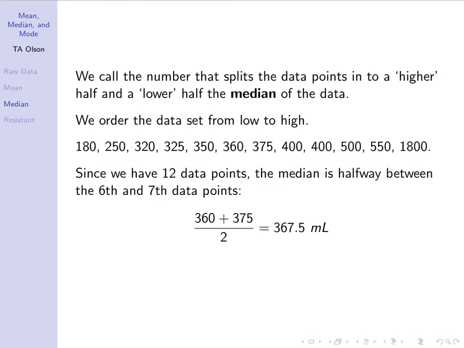Now there's a number of ways to do this. The most straightforward is if our median is not a data point, if it's halfway between two, well, we just take the average of those two data points. So the average between 360 and 375, the midpoint there, 360 plus 375 over 2, is 367.5 milliliters. That is the median of this data set.